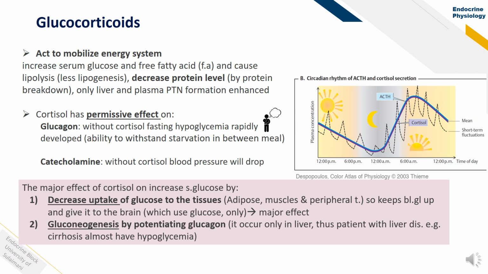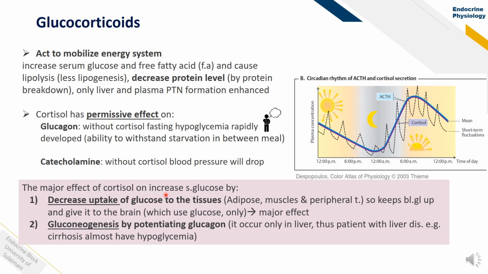The major effect of cortisol: how does cortisol cause an increase in serum glucose? One of them, as we said, is the permissive effect on glucagon. So by gluconeogenesis, by potentiating glucagon, and this will occur in the liver. That's why in a patient with liver disease, what will happen when the patient has cirrhosis? They mostly have hypoglycemia, because this gluconeogenesis does not occur efficiently.